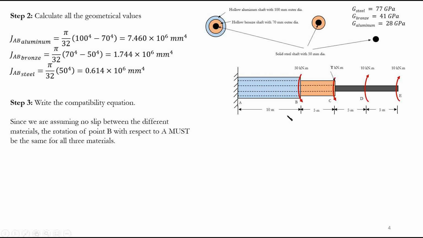Meaning that for portion AB, I have this composite shaft. And I would say that I consider no slip between the materials. Otherwise, there's additional shear involved there, and my torsion formula would not be really applicable. Now, because I'm assuming that, the rotation of the aluminum portion from point B to A is equal to the rotation of the bronze portion from B to A and the rotation of the steel portion from B to A.